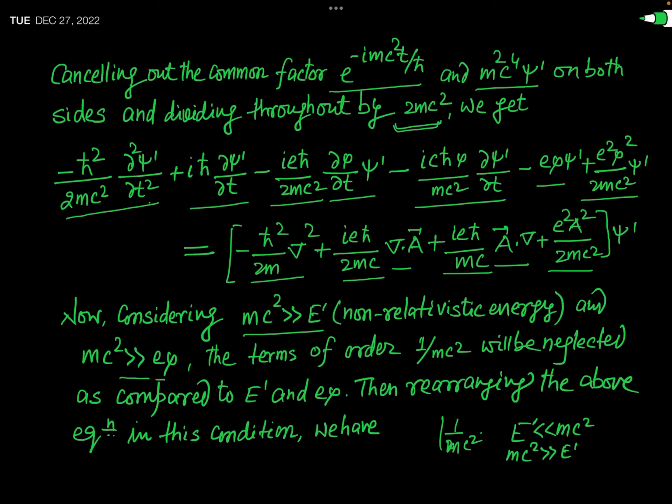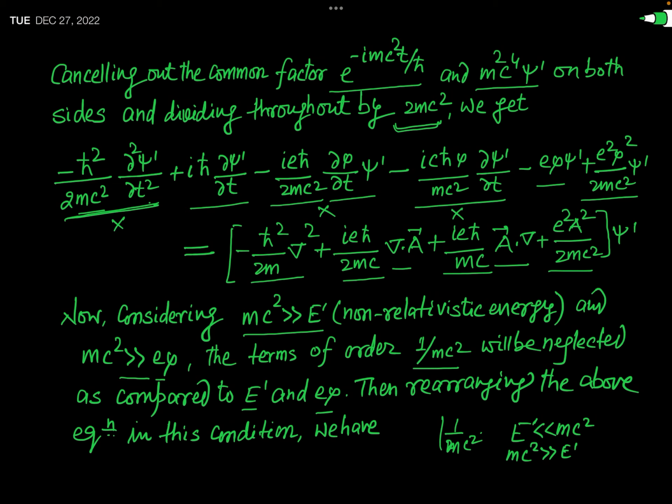In that condition, the terms of order 1 over mc square will be neglected as compared to E dashed and E phi. Okay. So after neglecting all those terms, this equation will now become very simple. You can see in LHS, this term will be neglected because here mc square is present. This term will also be neglected.